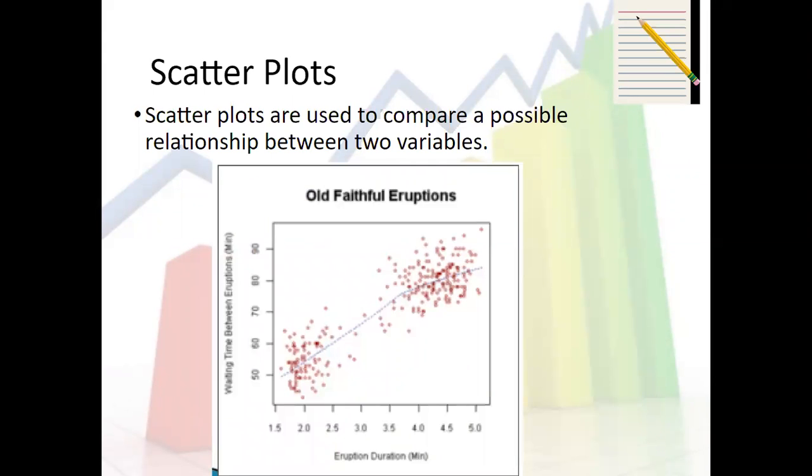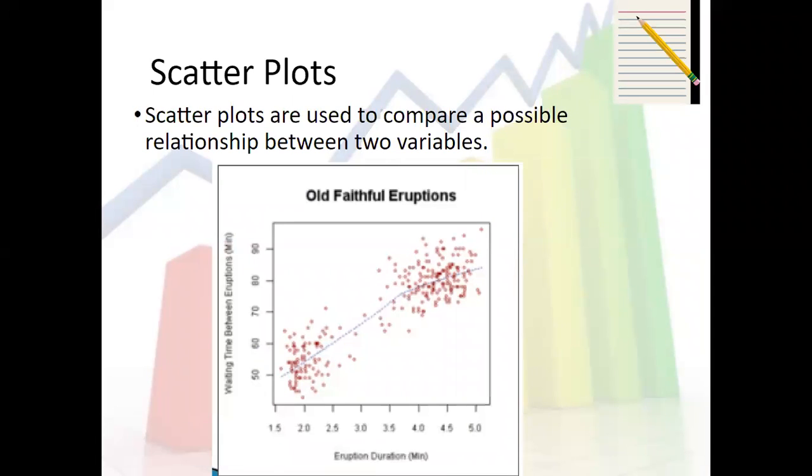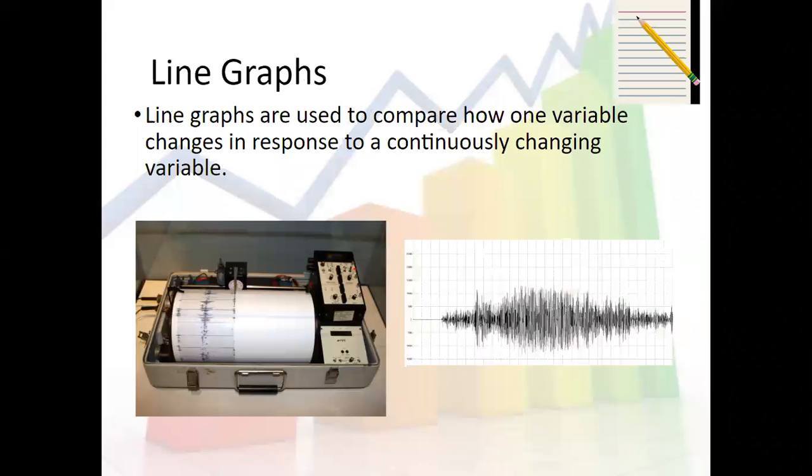Here is another example of a scatter plot. These are Old Faithful eruptions that show how long those eruptions last. And if you look at the y-axis, it is the waiting time between the eruptions. So a couple of different things, and we have lots of different data, and we want to compare two different things. A scatter plot is a really good tool to use for that.